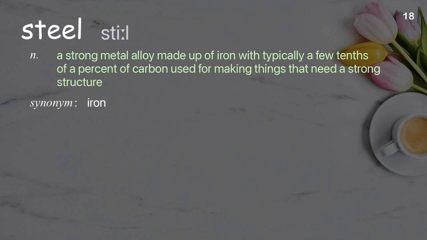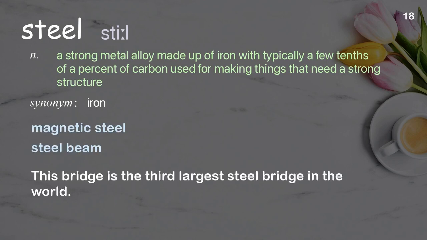Steel. A strong metal alloy made up of iron, with typically a few tenths of a percent of carbon, used for making things that need a strong structure. Examples: magnetic steel, steel beam. This bridge is the third largest steel bridge in the world.